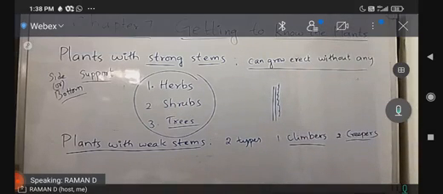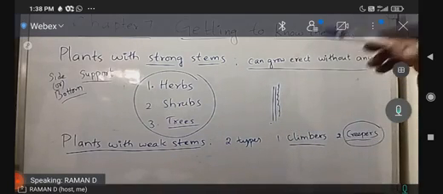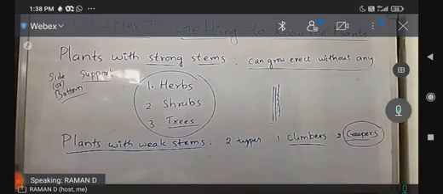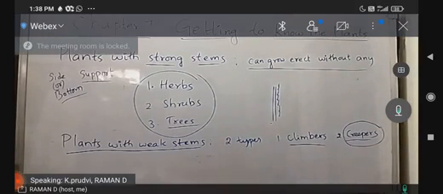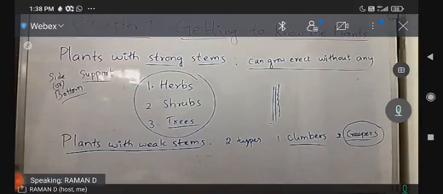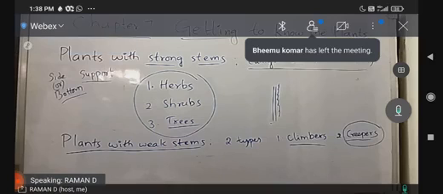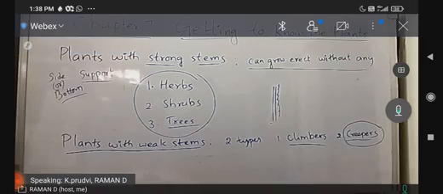But if you provide the same side supporting structure to a creeper, it will not grow upwards. It will not become a climber. What is the difference between climber and creeper? The common thing is both have weak stems so that they cannot grow erect on their own. Climbers grow erect not on their own but by taking the side support structure. Creepers, even if you provide side support structure, will not grow erect. It will only spread on the ground. Why is the difference?